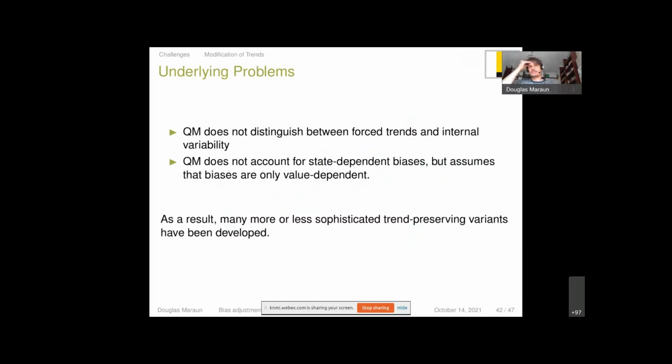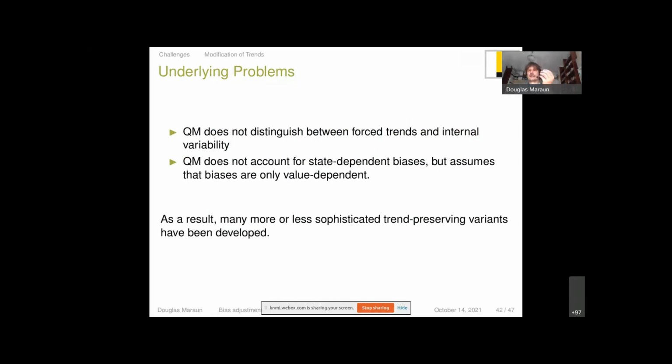And there are essentially two problems. One is more a statistical issue, and the other is a physical issue. But in the end, they are identical. So quantile mapping doesn't really distinguish between the forced trend and the internal variability. And when you just want to adjust the internal variability, you typically adjust the forced trends as well.